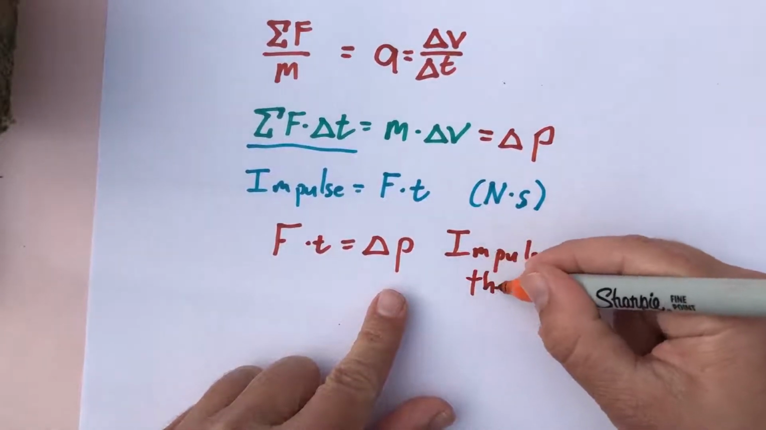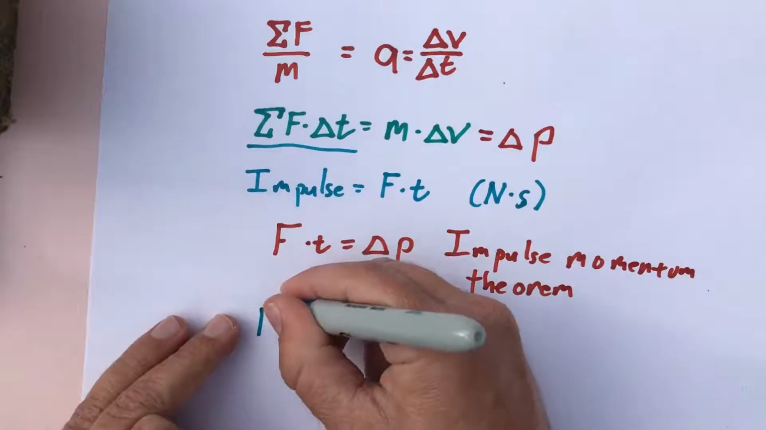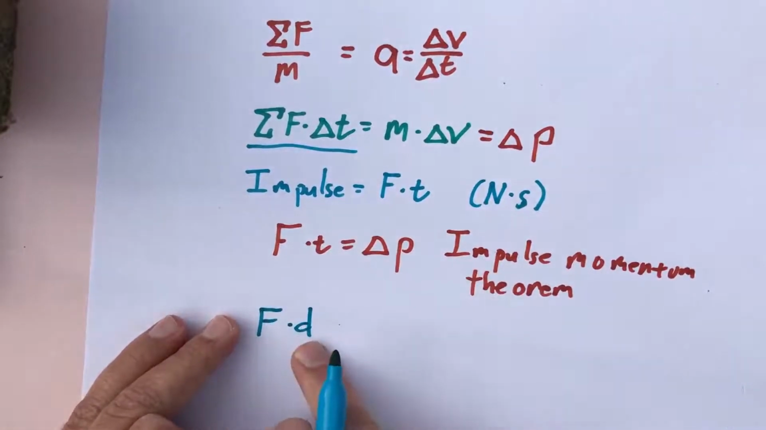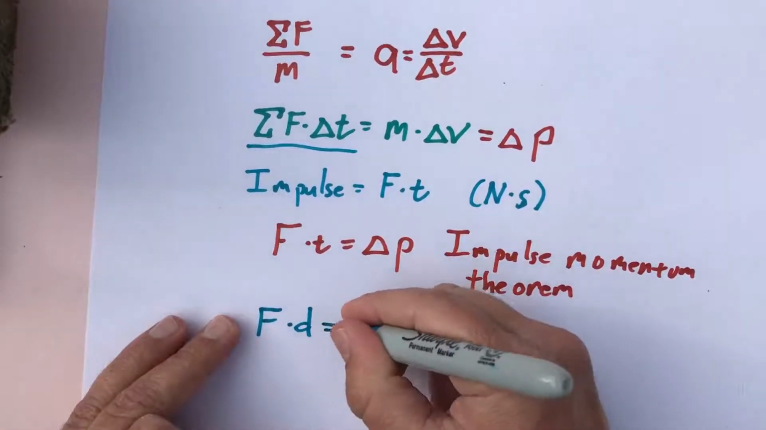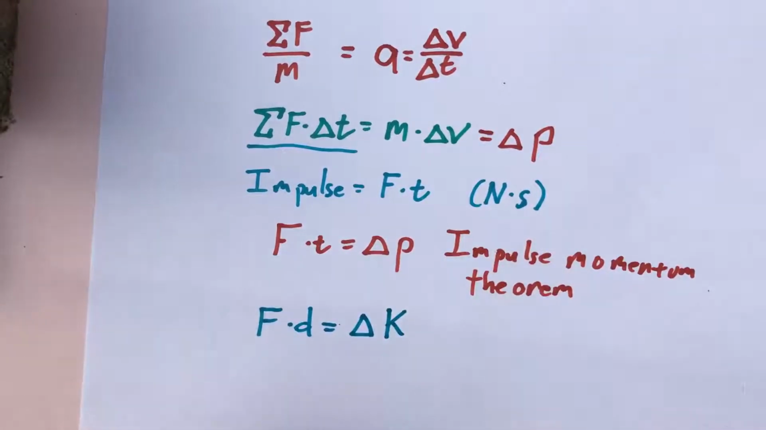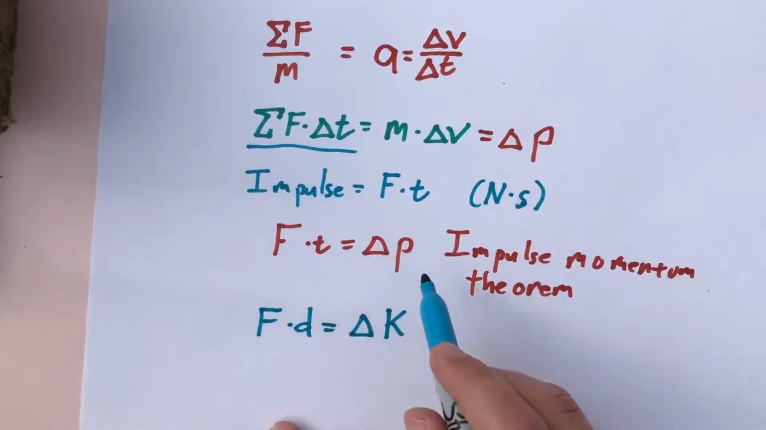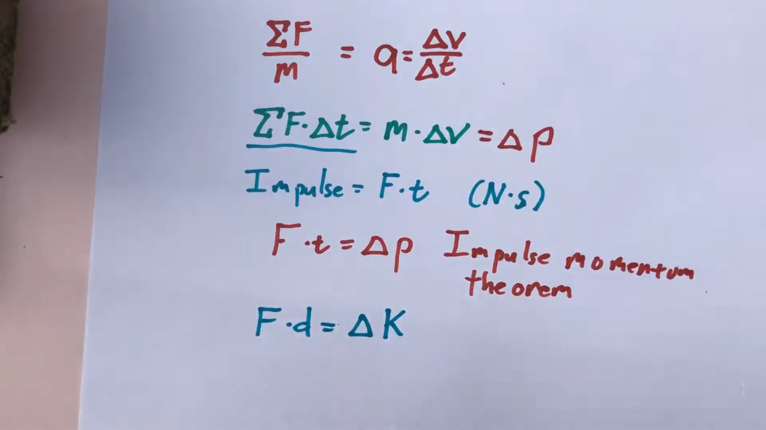And we've seen something very much like this before. If you remember from the stuff we were doing before spring break, we had another concept. It was force times distance, which we called work. And that caused a change in something that was very similar to momentum. It caused a change in kinetic energy. So this, remember, was called the work energy theorem. So a force times a distance, work, causes a change in kinetic energy, but a force times a time causes a change in momentum. So this is the impulse momentum theorem.